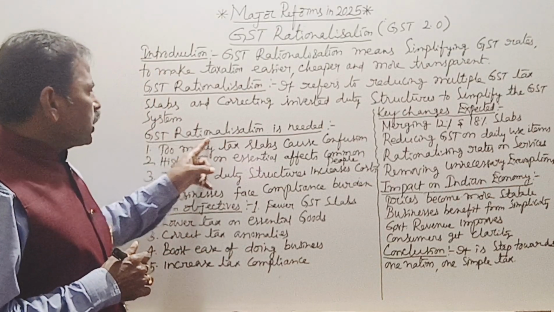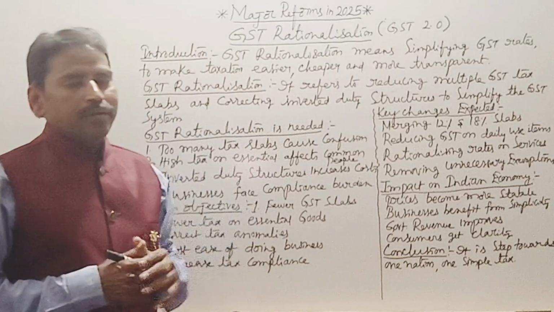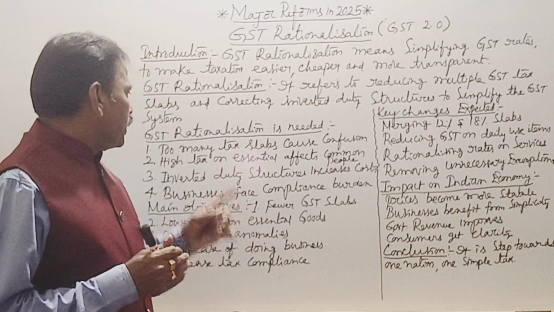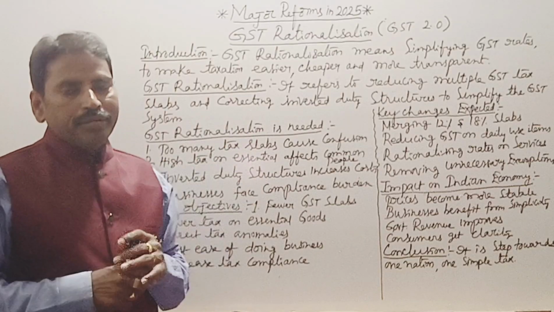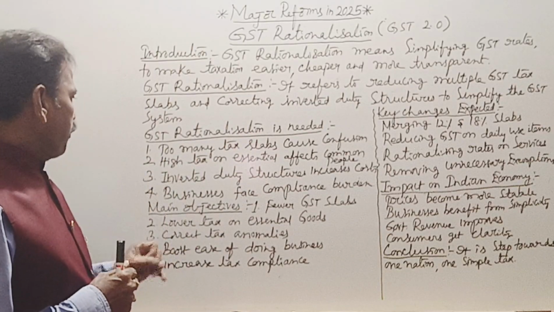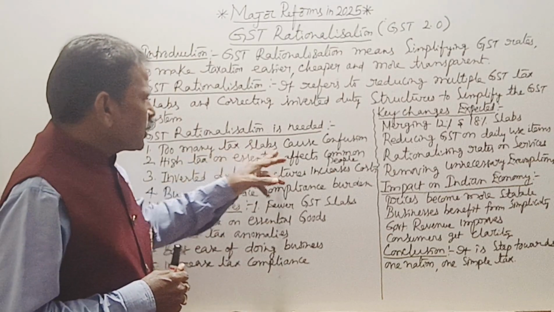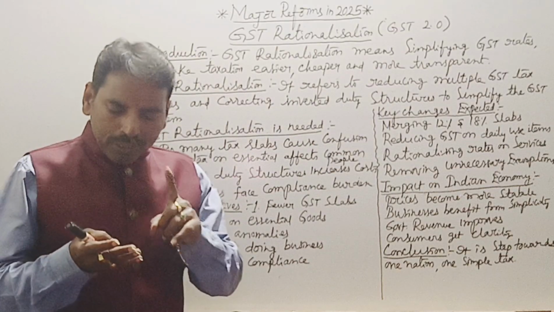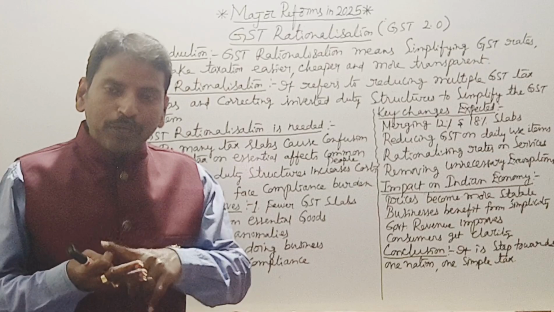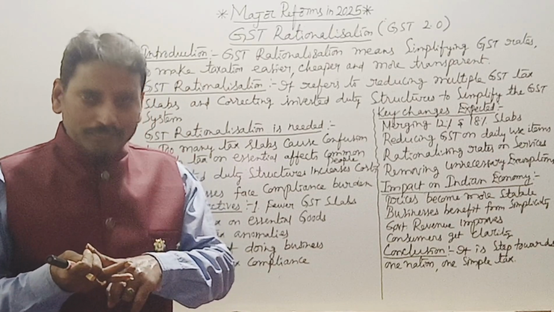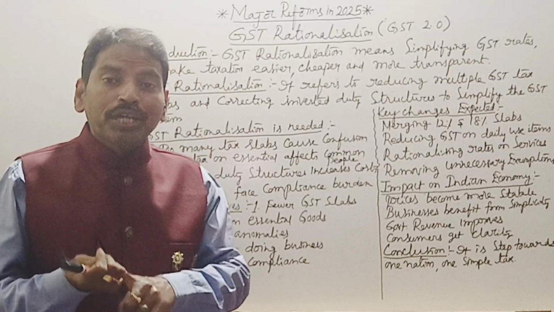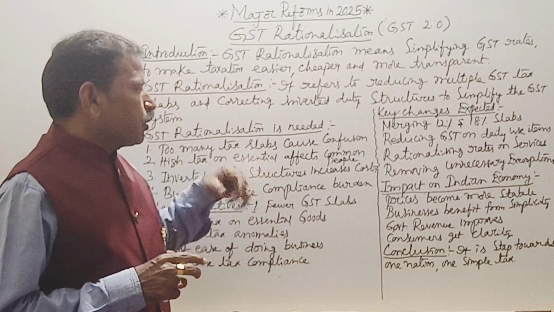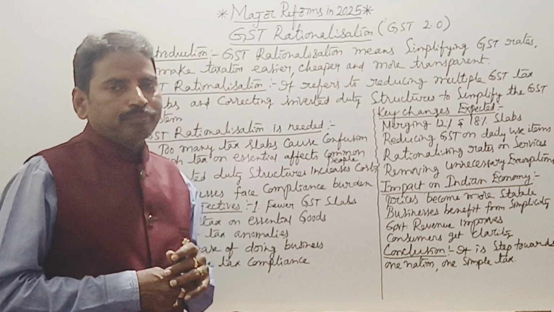Why is GST rationalization needed? Right. Too many tax slabs cause confusion. There are 0%, 5%, 12%, 18%, 28%. So too many tax slabs cause confusion.